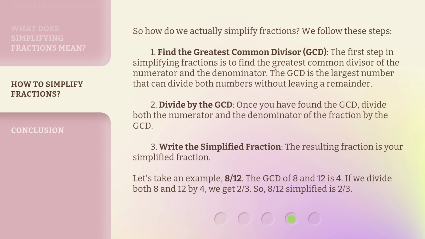Let's take an example: 8/12. The GCD of 8 and 12 is 4. If we divide both 8 and 12 by 4, we get 2/3. So, 8/12 simplified is 2/3.